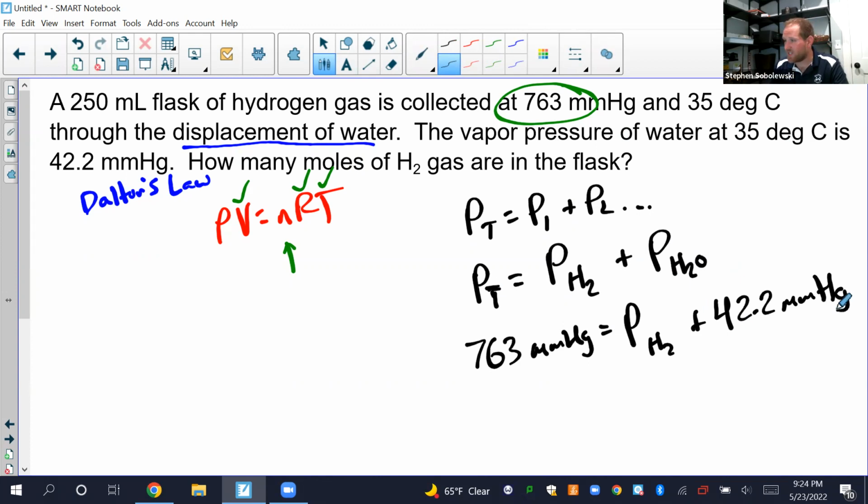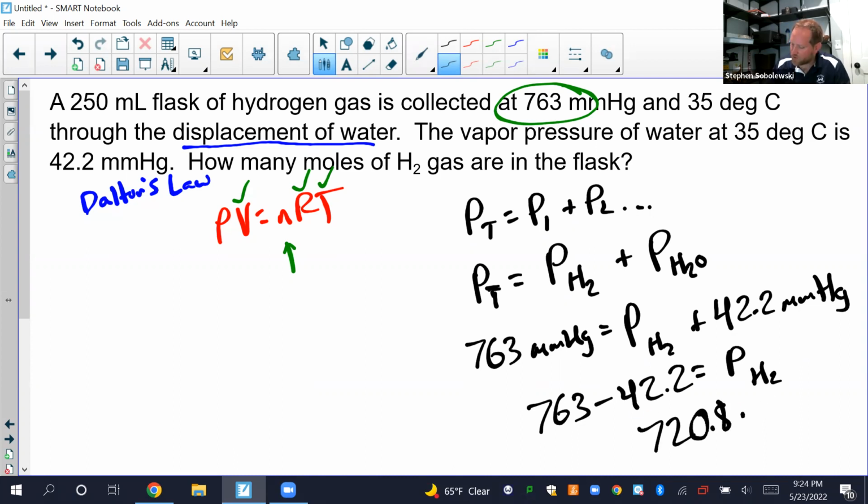And really what this means is we're going to subtract out that partial pressure of water. So 763 minus 42.2 is going to give us our pressure of H2 gas, which is what we need. 763 minus 42.2 gives us 720.8, and the unit is mmHg. Okay, so back to our PV=nRT.